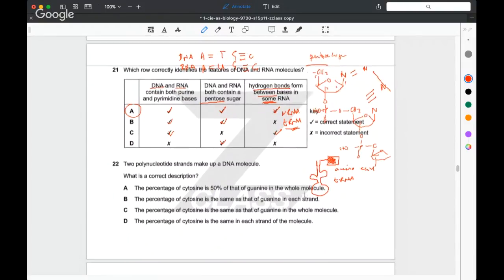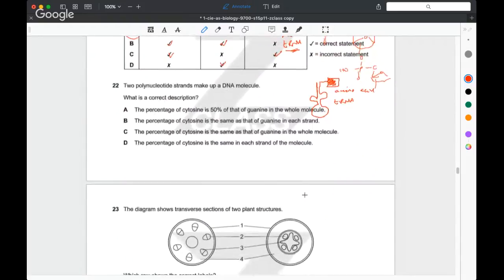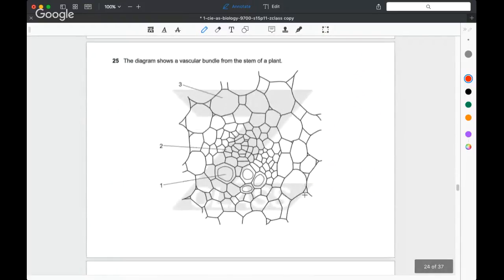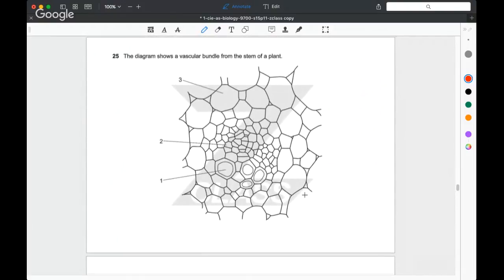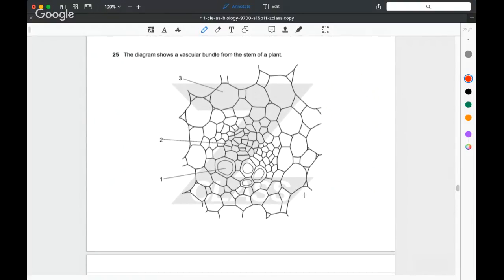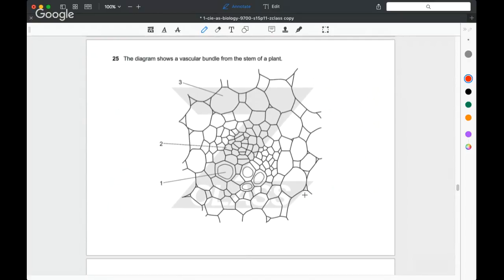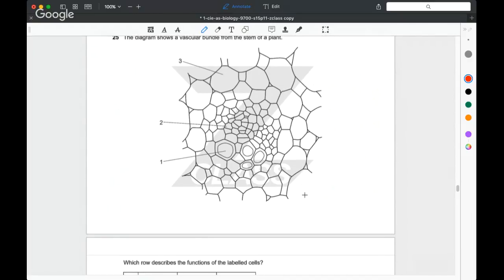Good. Okay, so after 21, the next one that the examiner flagged up was 26. Okay, this is a thin cross-section through a vascular bundle in a plant. And students needed to know the structure and the function of the different types of cells that you get in a vascular bundle. Well, these ones here, those ones are the xylem.